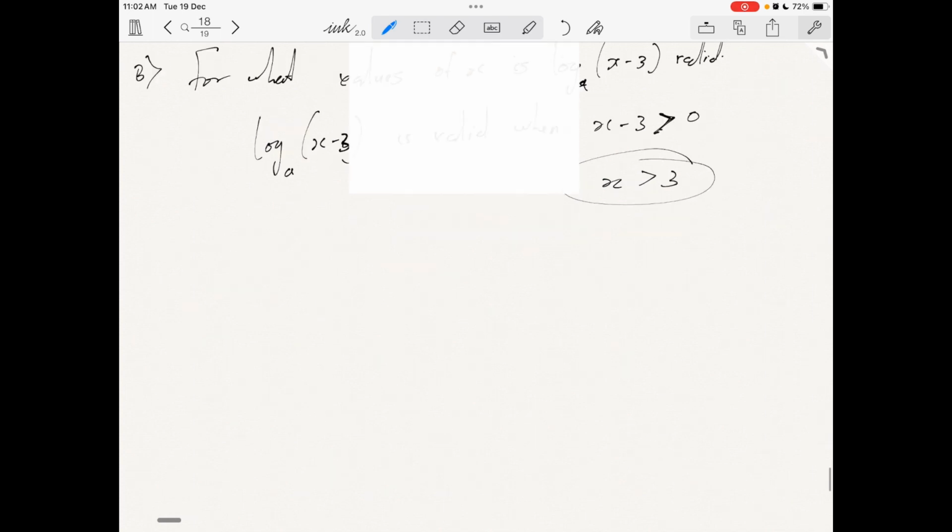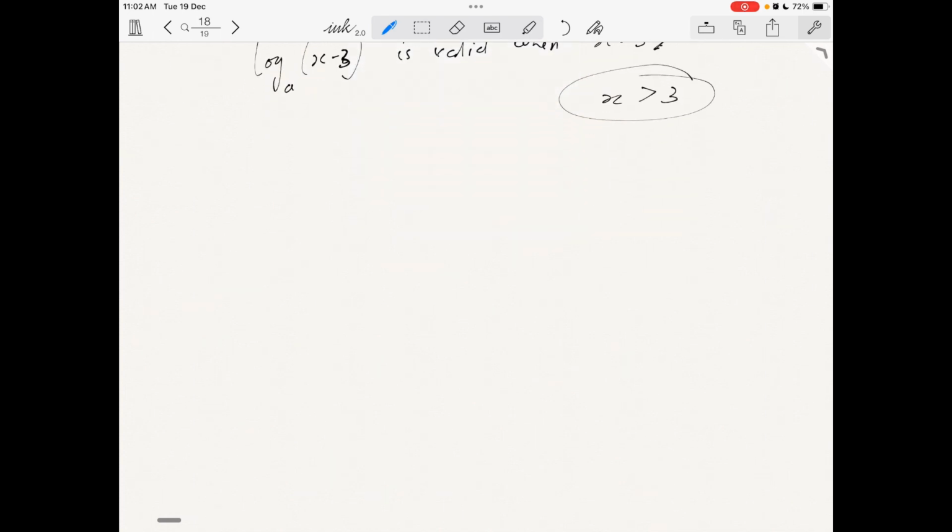So now we can also solve a logarithm equation, so let's go to example 4. Given that log to base 2 of x squared minus 2x plus 5 is equal to 2. Now how do we solve this equation?